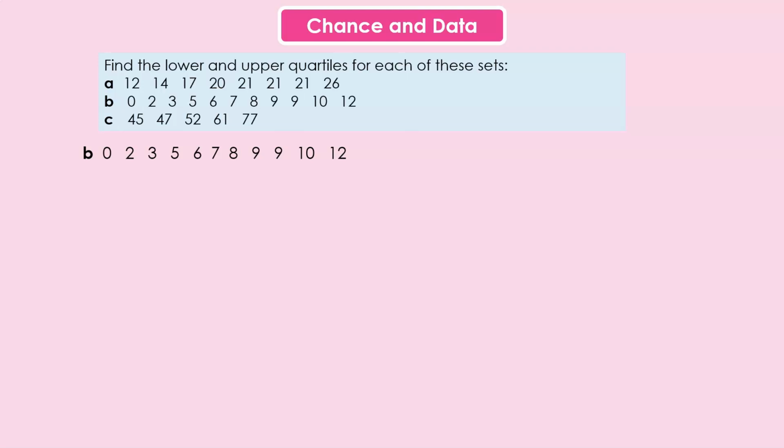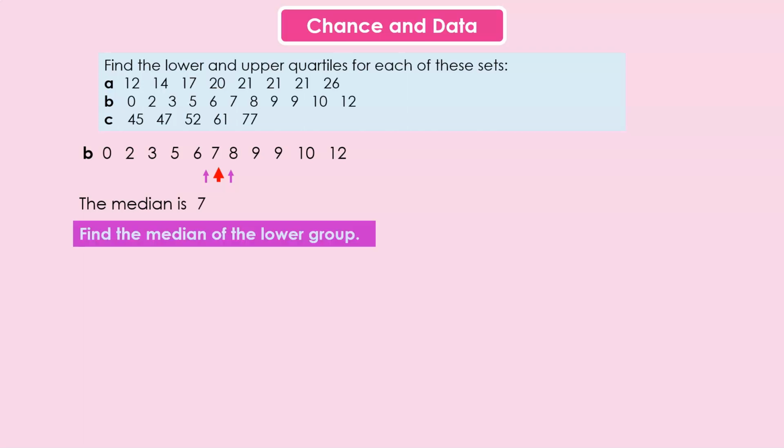Right, with example B, first thing, like last time, make sure it's in order from lowest to highest. Then the next thing is to find the median, and then work your way into the center, and this time the median is equal to 7. Now you'll notice that we end up getting a number for the median rather than having it between 2 numbers. That's because we've got an odd number of values in our data set.